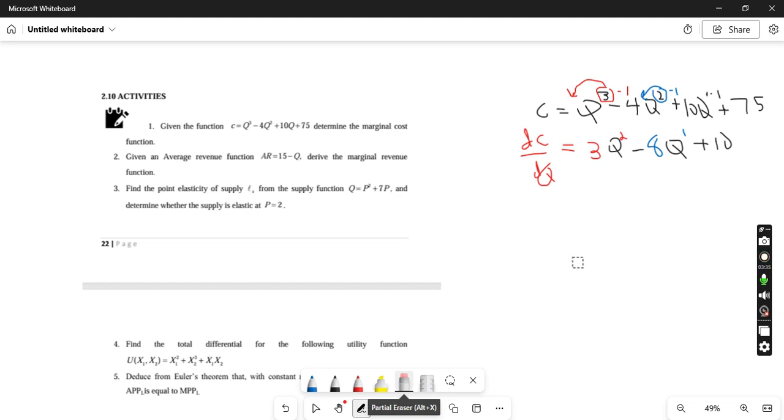Any questions? So this is our marginal cost. If you produce an extra unit, you substitute Q with 1, and that will be your extra cost for producing one more unit. So produce one more extra unit, substitute Q with 1, and whatever value you get, that is your extra cost. Any questions?